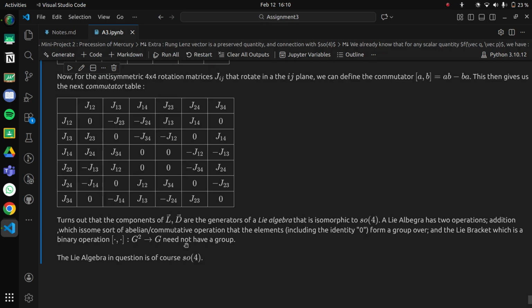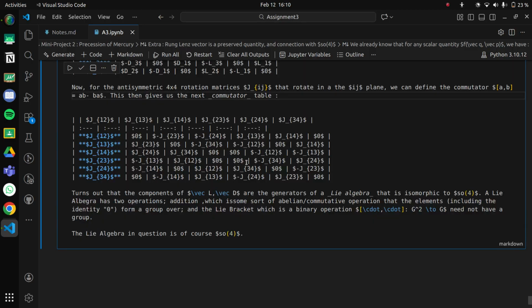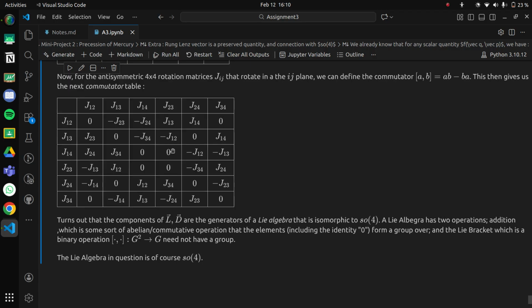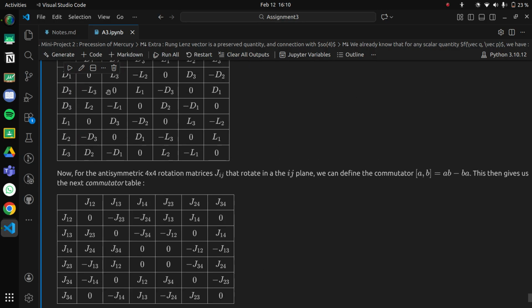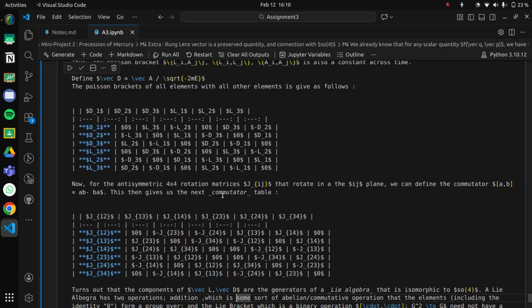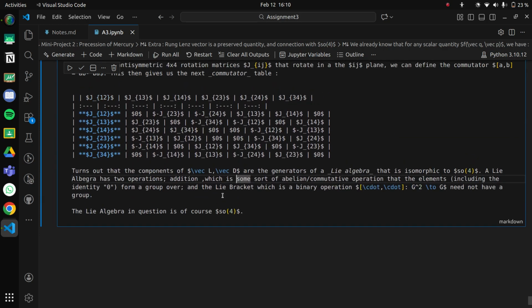So I don't know if isomorphic is the correct term for Lie algebras. So I'm just going to put all of this into Gemini and have it correct the table.